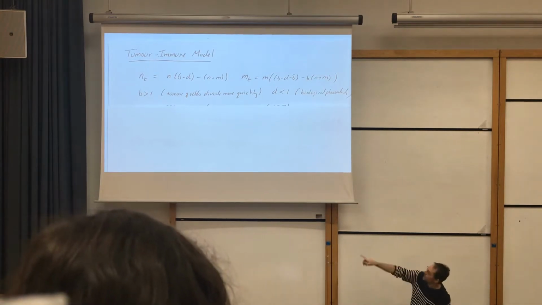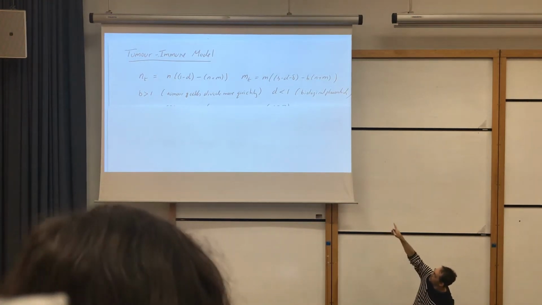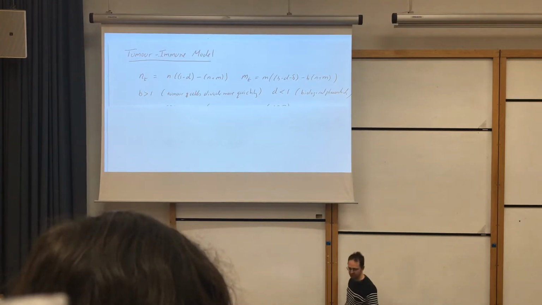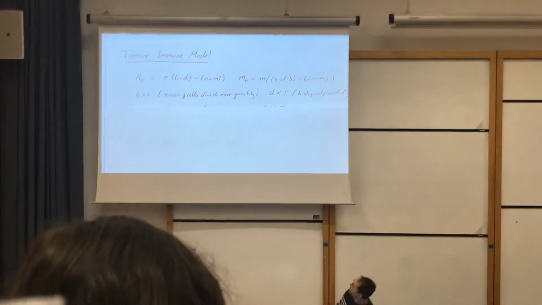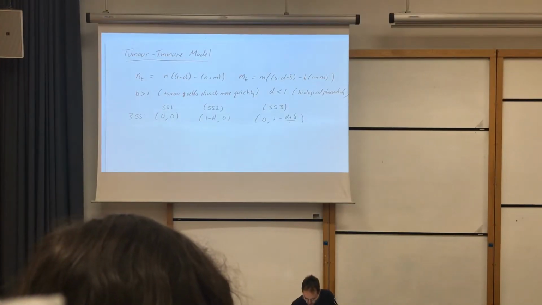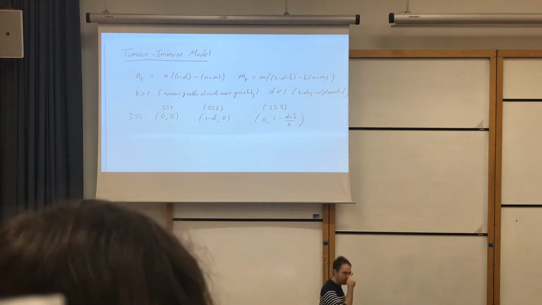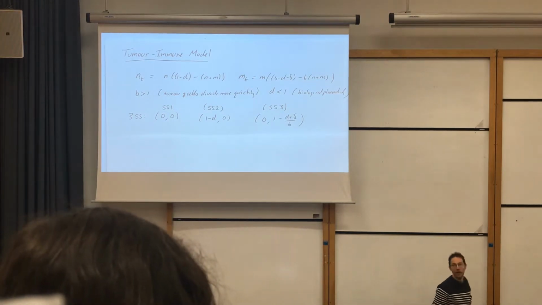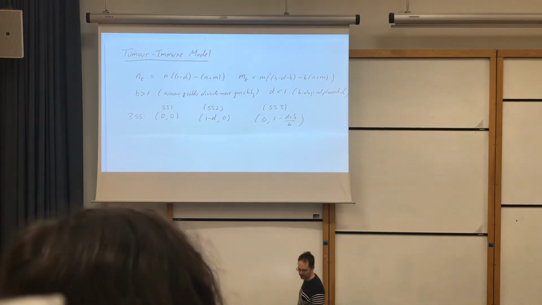There were a couple of other key points. One is that B is bigger than 1, and that's describing the proliferative advantage of tumour cells, and another is that D was less than 1, and that came from biological plausibility of the model. That was the model that we were studying, and we were trying to understand the behaviour by looking at a stability analysis of the steady states of the system.